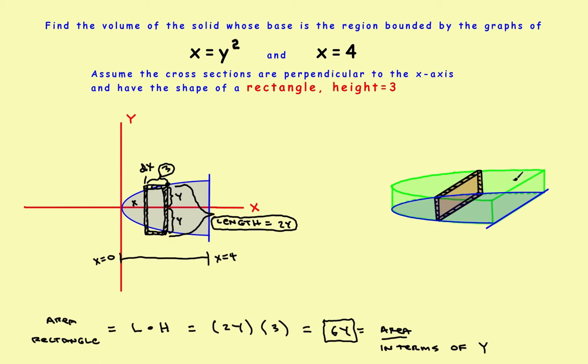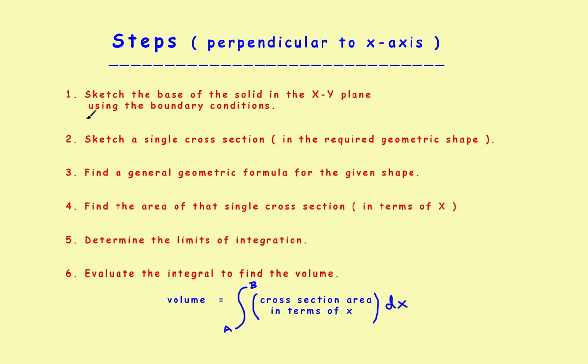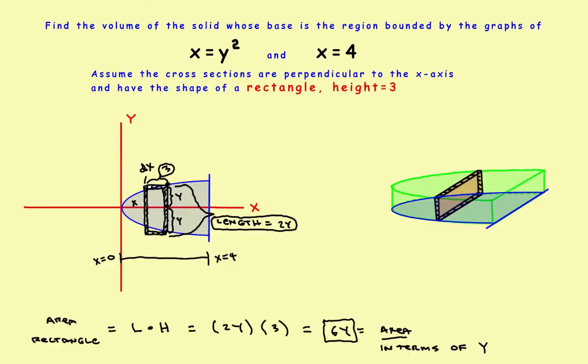And just real quickly, let's run through the steps one more time. Let's go back over to our steps here. The first thing you do is sketch the base in the XY plane using the boundary conditions. Then you sketched in a single cross section. Then to find the volume, and I think we'll go back to our picture. So you've got this single cross section right here. Then to find the volume of the single cross section, you came up with a general formula. So the beginning of the whole problem was just this general formula for the area of a rectangle.